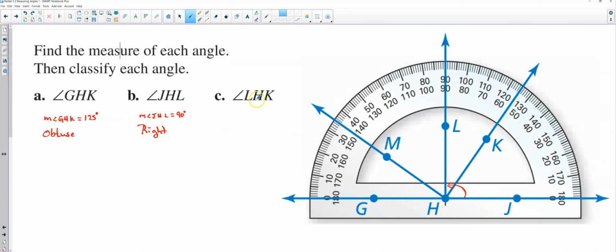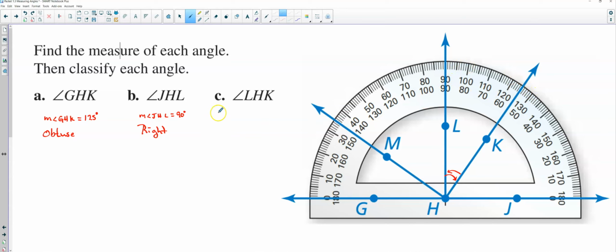Okay, so finally we had the measurement of angle LHK. Let me erase this one. LHK. So notice that LHK starts at L up here, goes down to the vertex, and then goes back up to K. So that goes from here to here, or vice versa. We don't know. Either way, it doesn't matter. You could use the inner scale, or you could use the outer scale. In this case, it does not matter.